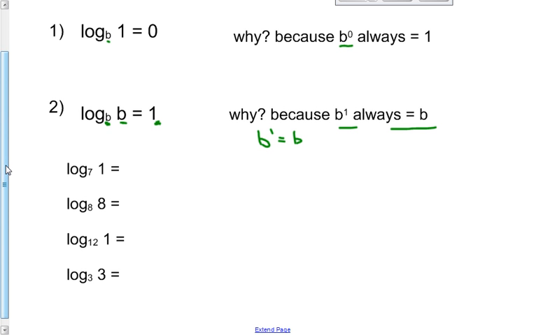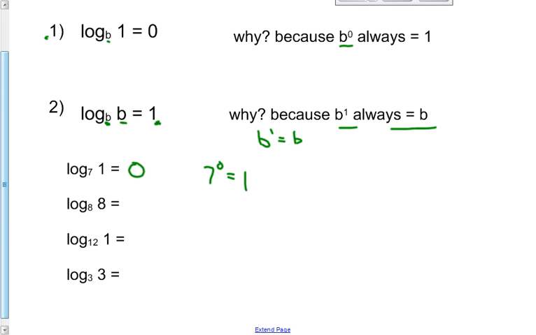Log base 7 of 1, that follows rule number 1. That means your answer is going to be 0. And if you're not sure, check it. Check it into exponent form. 7 to the 0, does that equal 1? Yes, anything to the 0 power is 1.